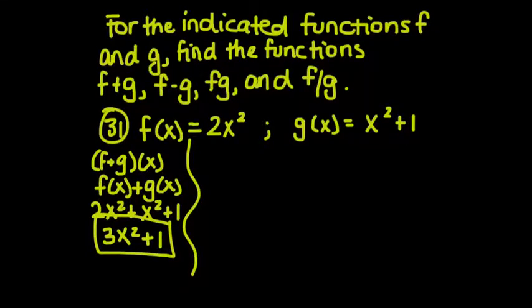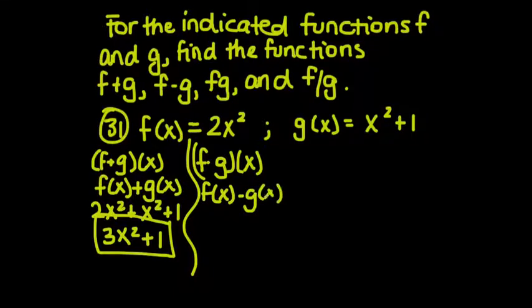To take the difference, f minus g of x, again, that's going to be f of x minus g of x. So I have 2x squared minus the quantity x squared plus 1. When I do that subtraction, I have to remember to subtract each term in the parentheses. So 2x squared minus x squared just gives me 1x squared. And minus a positive 1 just gives me minus 1.